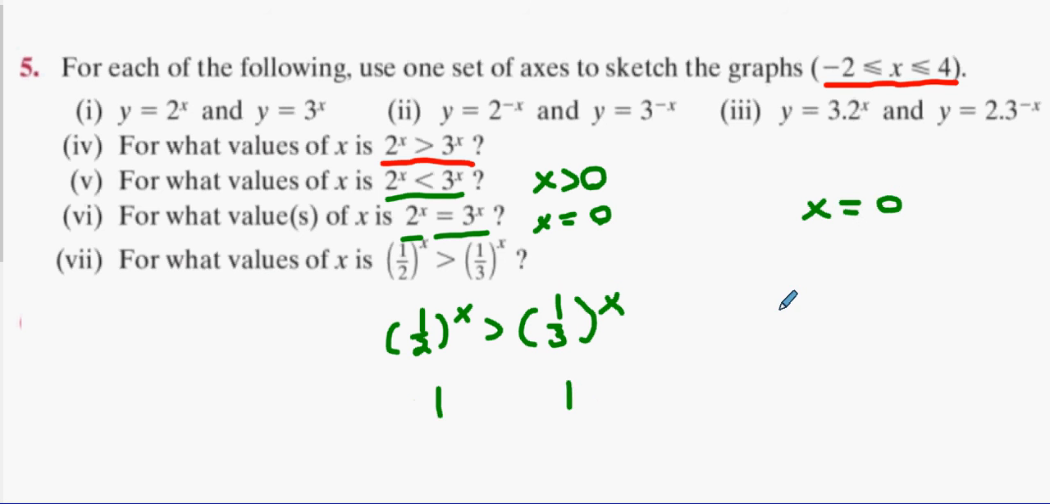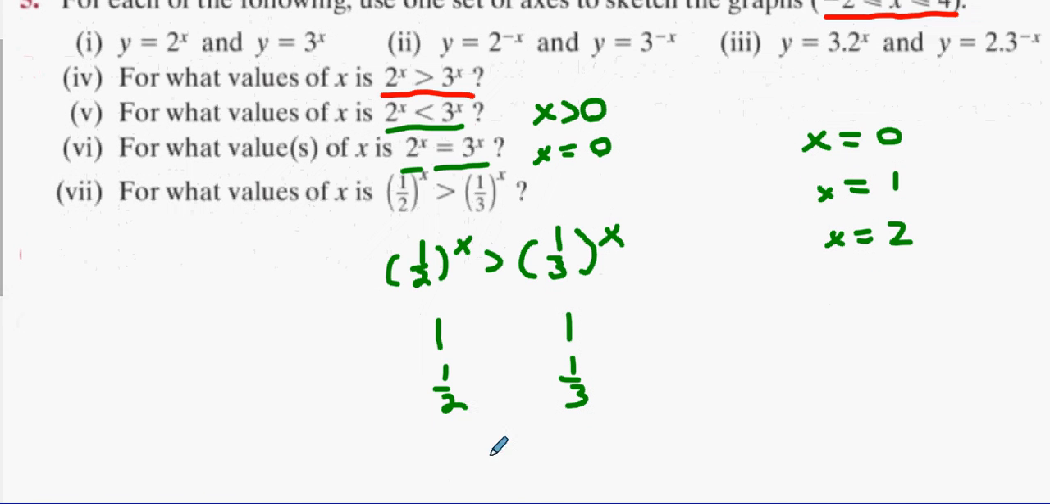When x equals 1, what will both answers be? A half and a third. When x equals 2, what will both answers be? X equals 2. That's a 2 and that's a 2. A quarter and a ninth.